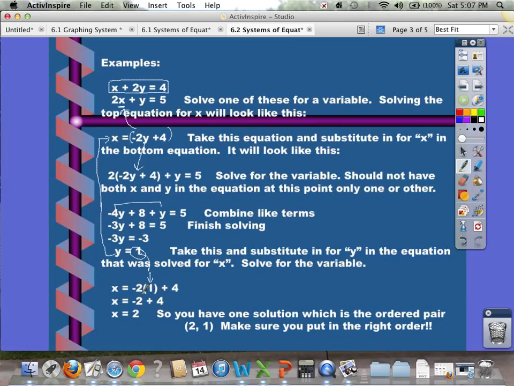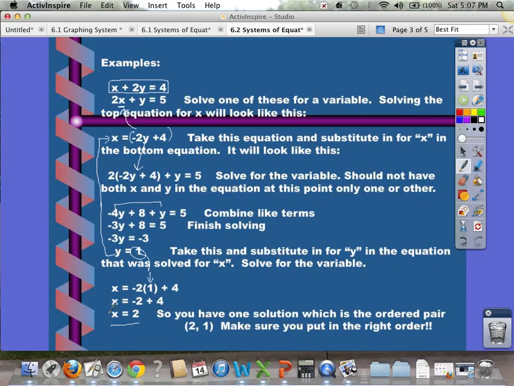Okay, so negative 2 times 1 plus 4, right? Because remember, if it's 2y, that means it's multiplication. So it's 2 times 1, or in this case with y, negative 2 times 1. That makes a negative 2 plus 4, and then when you put that together, that makes a positive 2. That is x. It's very, very important that you keep track and make sure your variables are right.